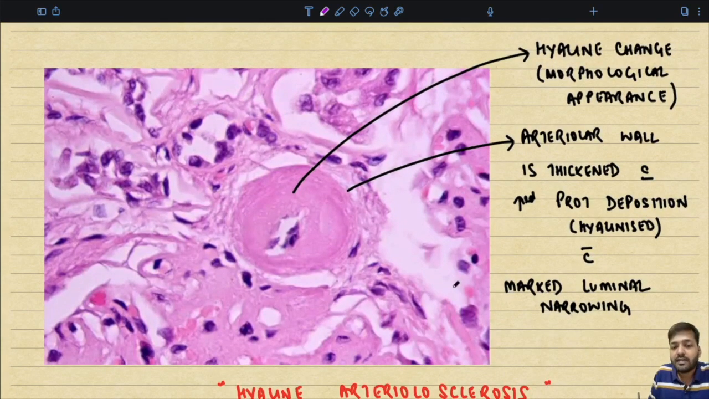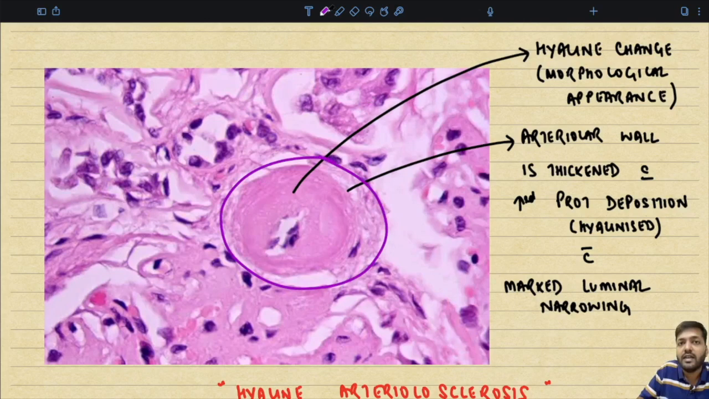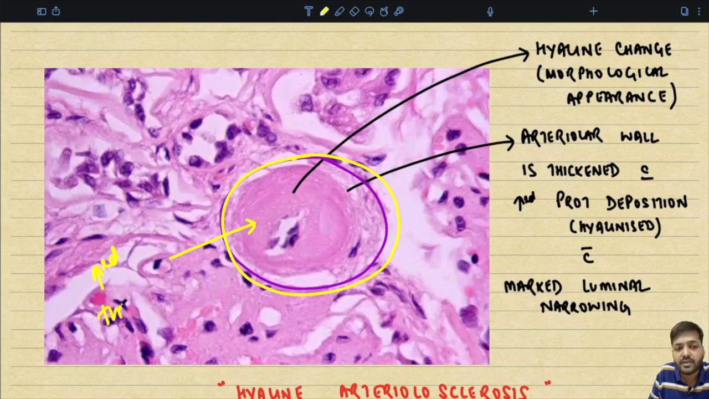So this is the classical hyaline arteriosclerosis which we see in hypertension or in diabetic patients or also in normotensive elderly patients. But this is quite severe in diabetics and hypertensive patients. So what can we appreciate over here? This is basically a blood vessel, and if you look at the thickness of the blood vessel, it has an increased thickness.